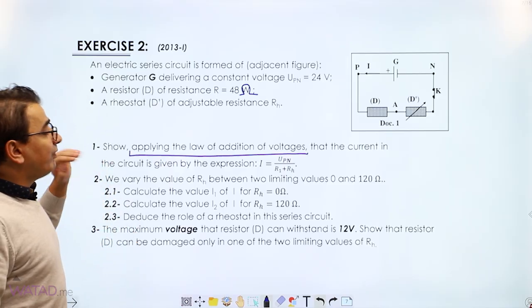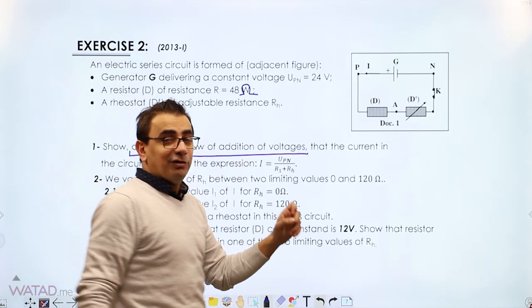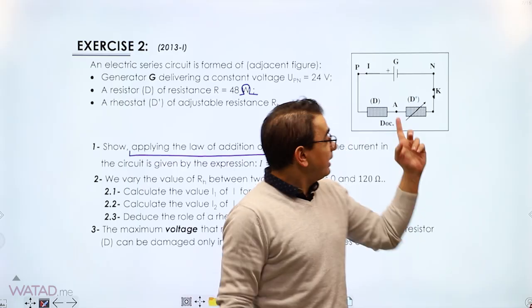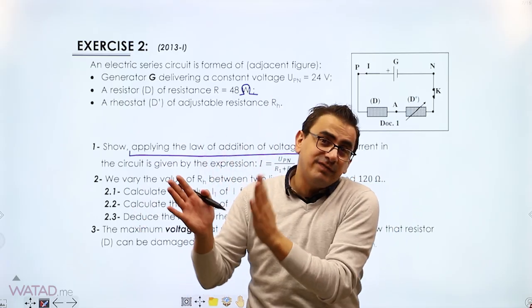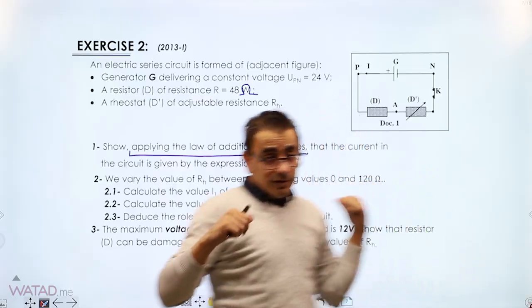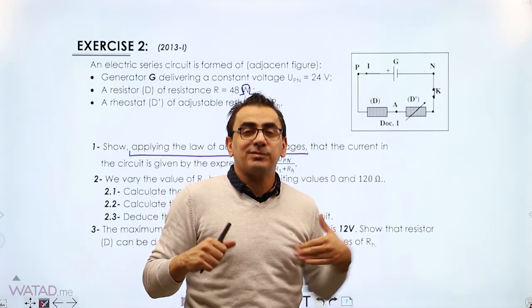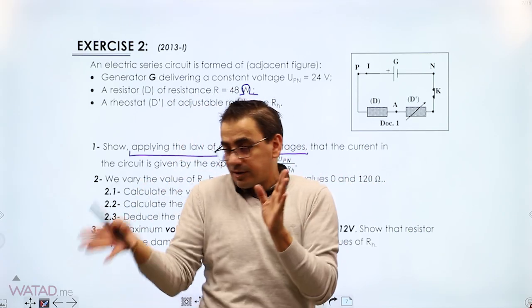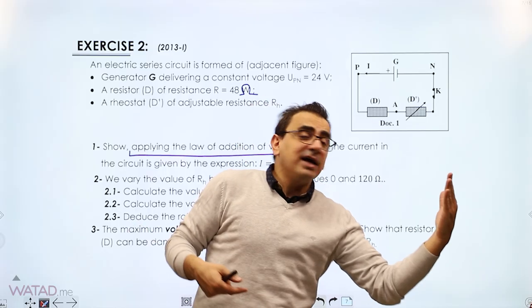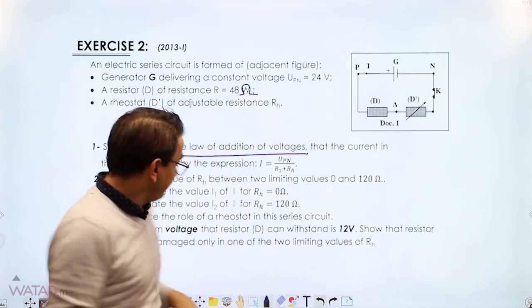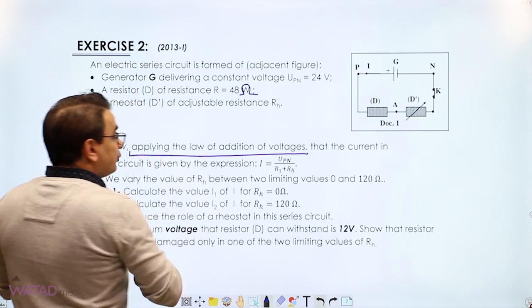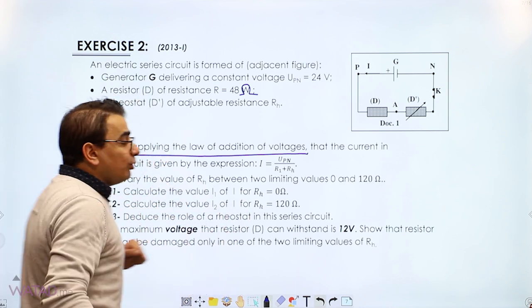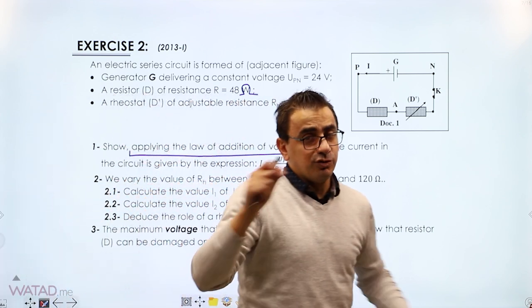We vary the value of RH between two limiting values, 0 and 120, because you know the rheostat changes according to its length, from 0, the least value, to 120, the maximum. Okay, the limiting values are the minimum, which is always 0, and the maximum, which is here given to be 120. Calculate the value I1 for RH equals 0, I2 for RH equals 120, and deduce the role of the rheostat. Okay, let's go and start solving.